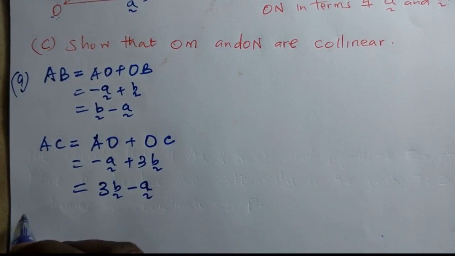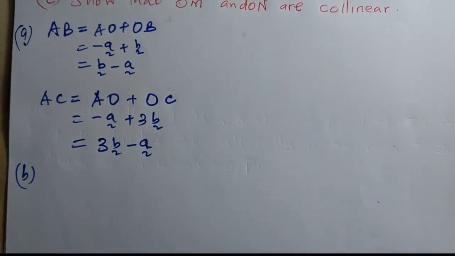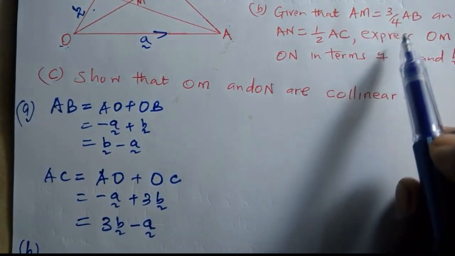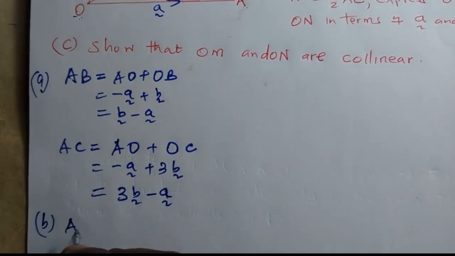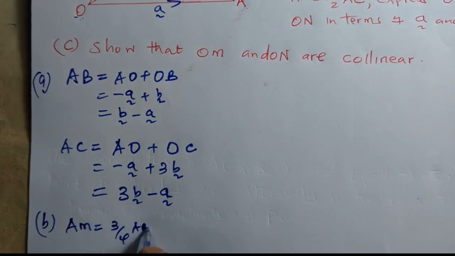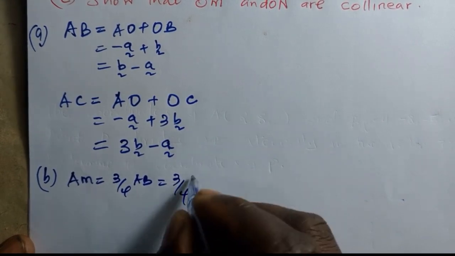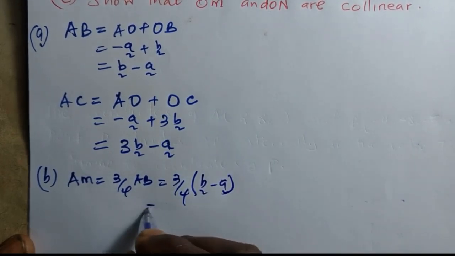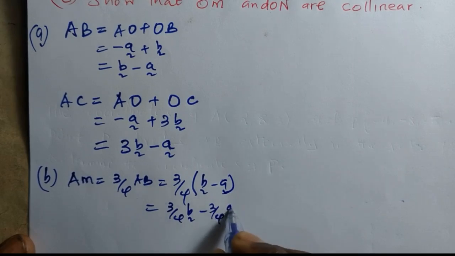So part B, we are given that AM is 3 over 4 AB. So AM, that's where we start. AM is equal to 3 over 4 AB, and our AB is B minus A. So this is the same as 3 over 4B minus 3 over 4A.